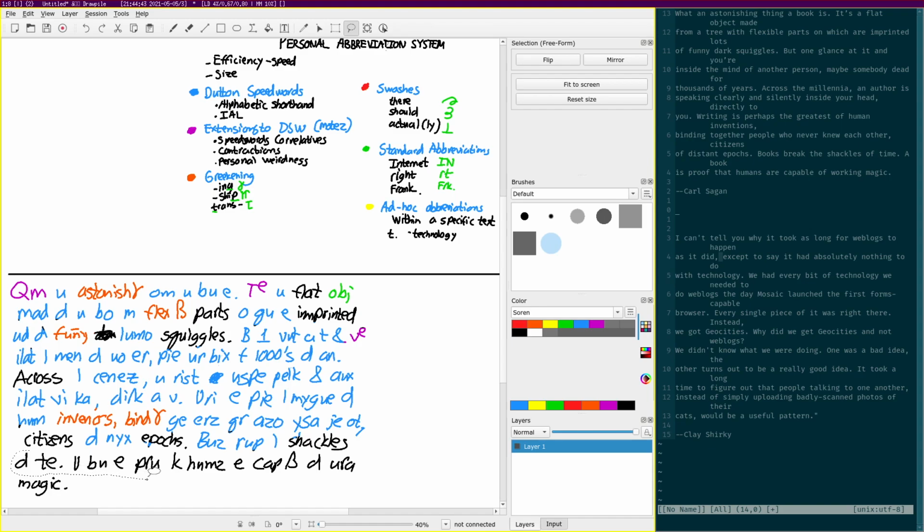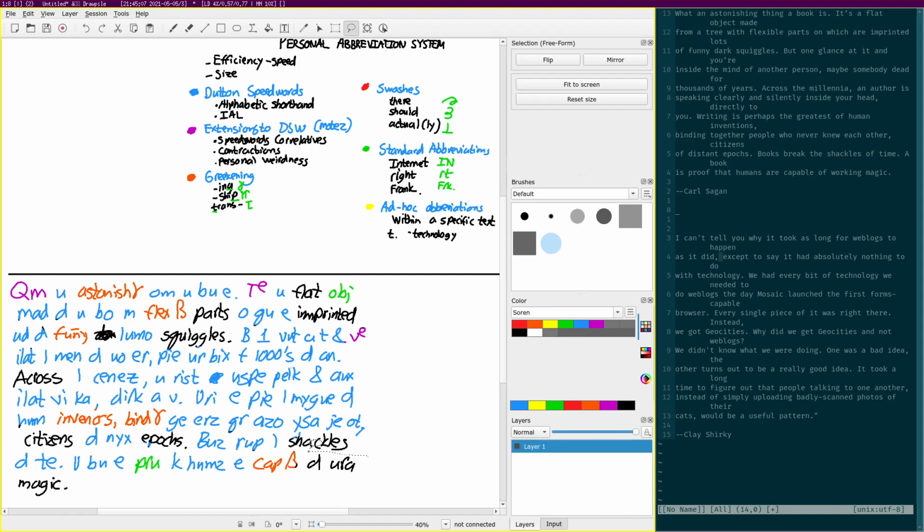Te ubu a, that is Speedwords. Pru is a standard abbreviation for proof that I use. I think there's a Speedword for it, but I've never used it. I don't know why. I just like my abbreviation better, I guess. Kahums a, that humans are. Capable, Greekened.